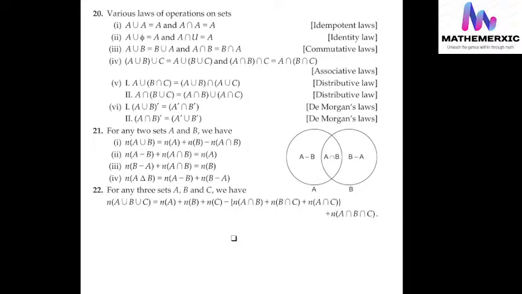For two sets, the number of elements of A union B will be equal to the number of elements of A plus the number of elements of B minus the number of elements of A intersection B. The number of elements of A minus B, the number of elements of A intersection B, and the number of elements of B minus A, and the number of elements of A symmetric B will be the number of elements of A minus B plus the number of elements of B minus A.